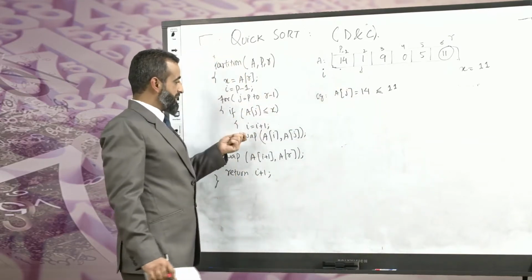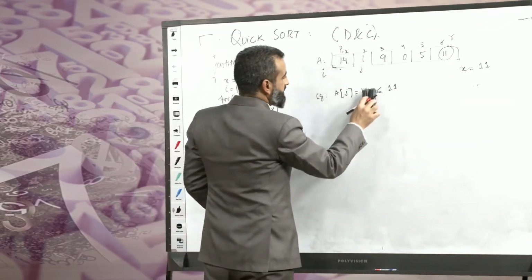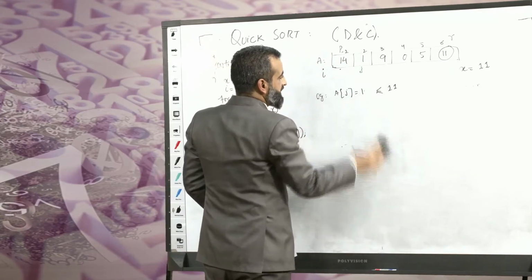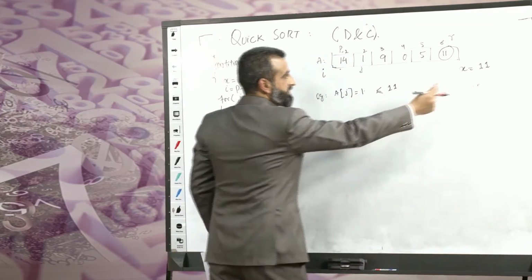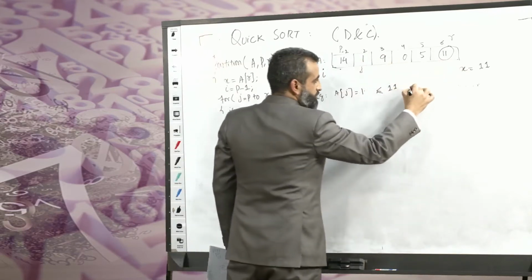No change in I, just the J is getting incremented by 1 because of the loop. I again make the comparison. A of J here is pointing towards 1. Is that less than or equal to 11, the pivot element? The comparison is between A of J and the pivot element. The condition in this case happens to be true.